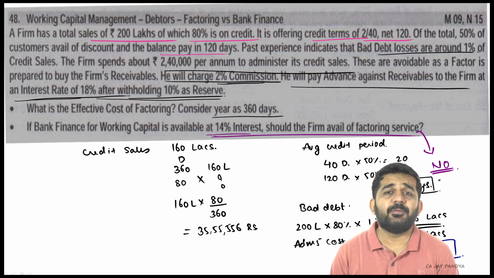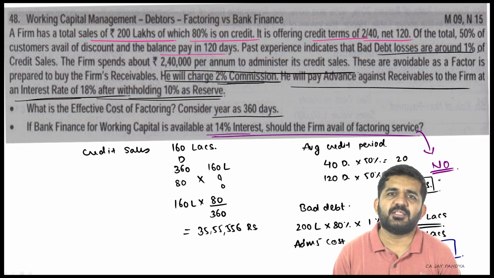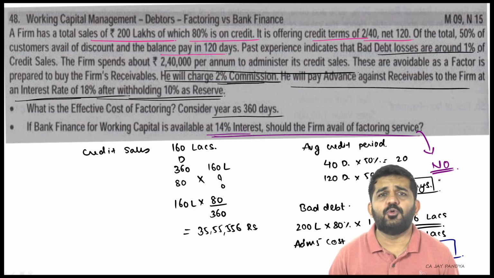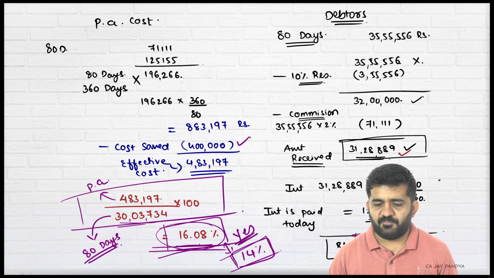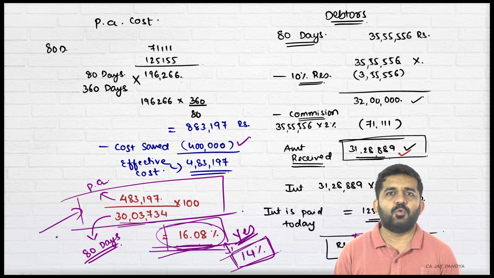This is a basic type of sum, and only this type of question is asked in examination, whereby they normally tell you to find out the effective cost of factoring, and this is how we will be finding out the effective cost of factoring.